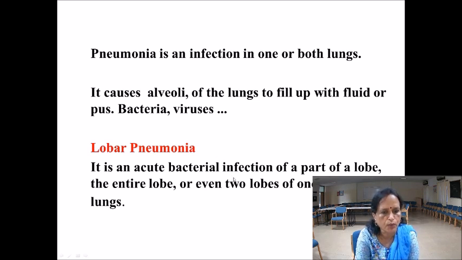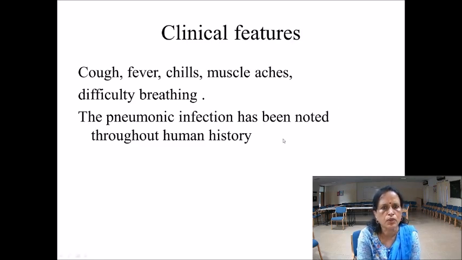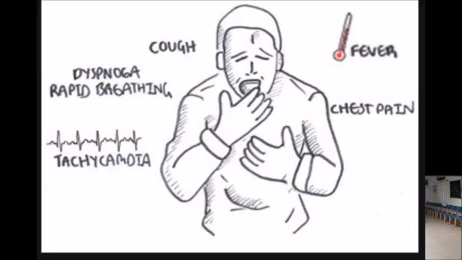When we say lobar pneumonia, it refers to an acute bacterial infection of a lobe. It could be the entire lobe or a large part of a lobe. It could be confined to one lobe, or involve more lobes, one lung or both lungs. Clinically, patients usually present with fever, chills and rigors, muscle aches, and difficulty in breathing. When the alveoli have exudate, how can breathing be easy?